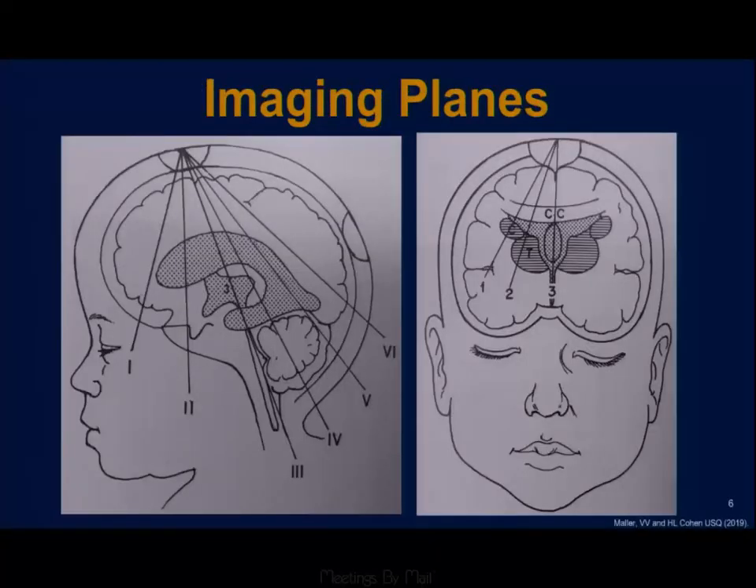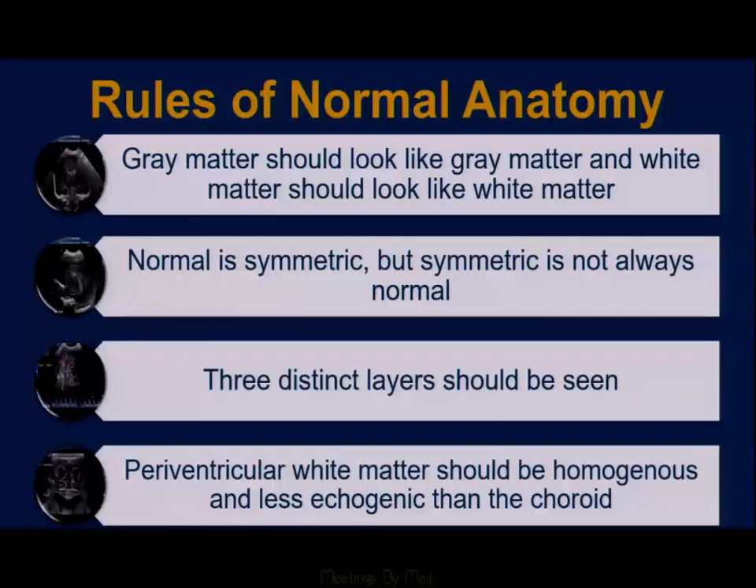So here's an imaging plane. This is from a review article by Harris Cohen. And basically it shows you what you should be doing in the coronal and the sagittal planes. So in his article, he recommends 6 standard images through the coronal plane and 3 standard images through the sagittal plane. And here are some rules of normal anatomy as we're looking through these scans.